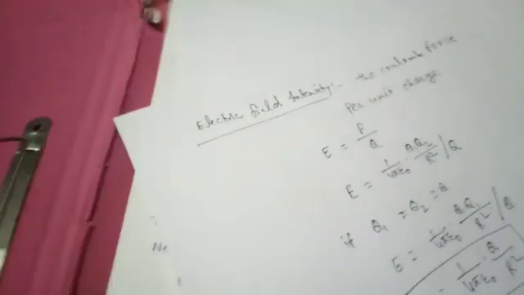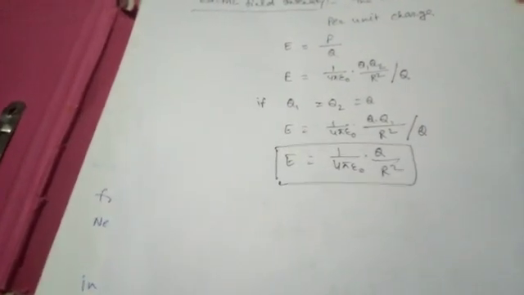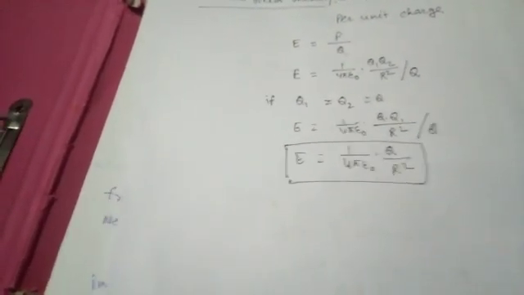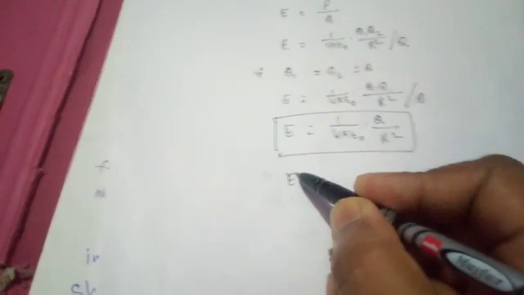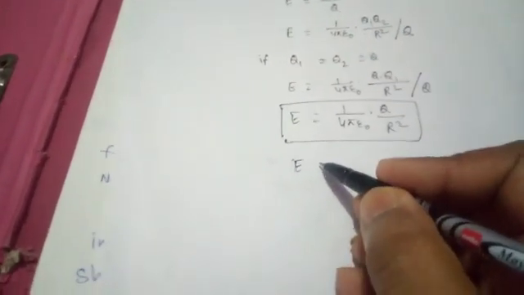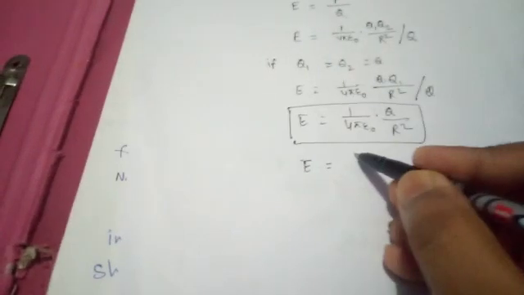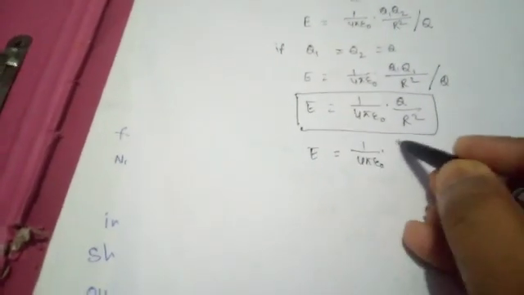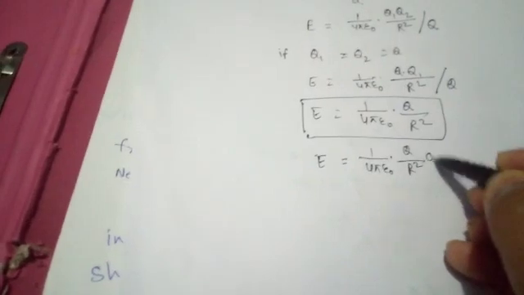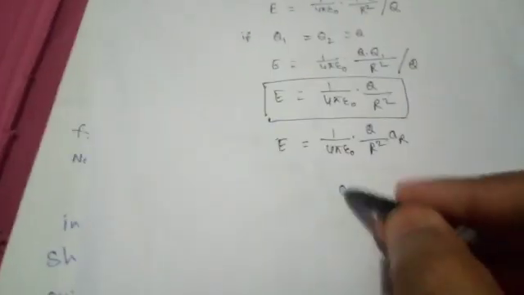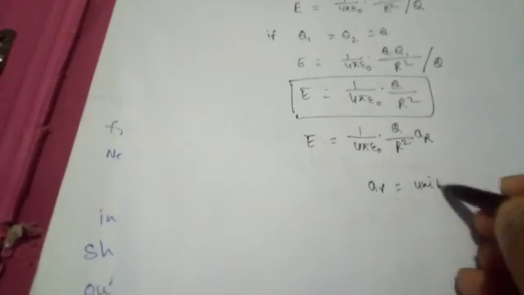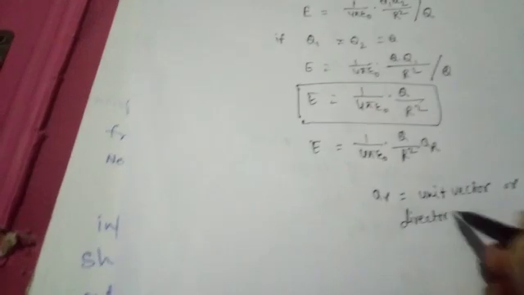Now we can write this in vector form, and it is given by E is equal to 1 by 4 pi epsilon naught Q over R square AR, where AR is the unit vector or directional vector.